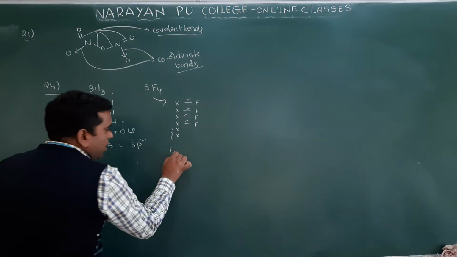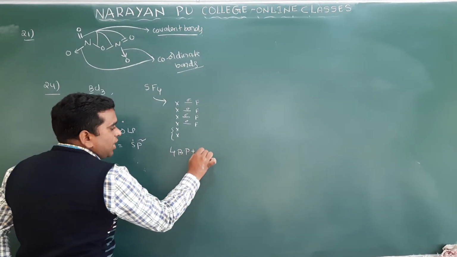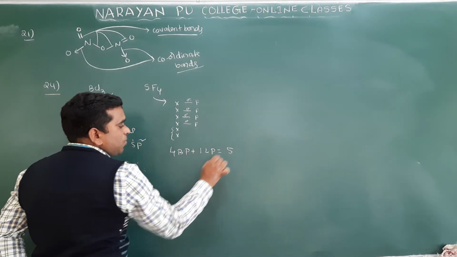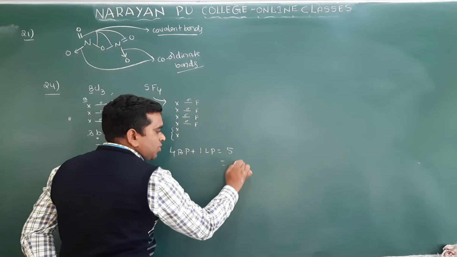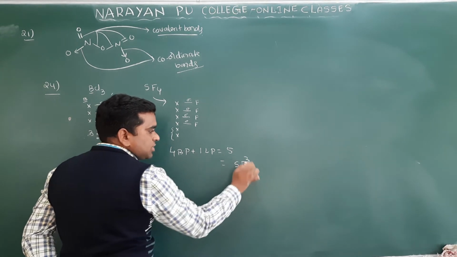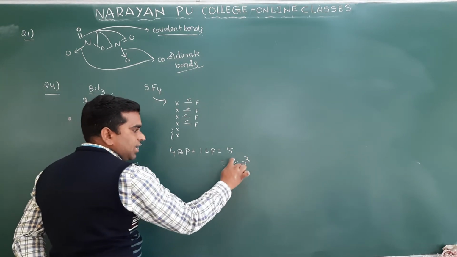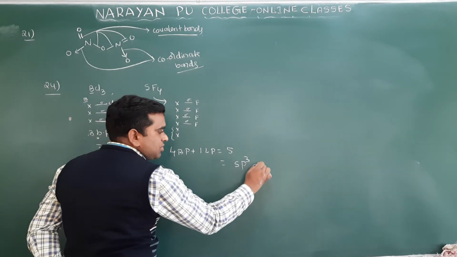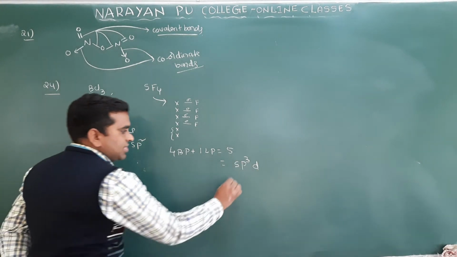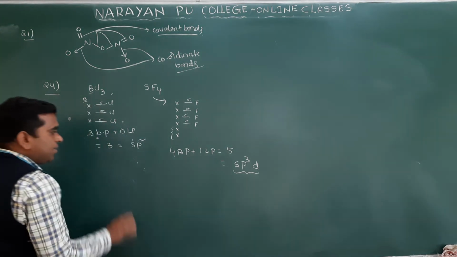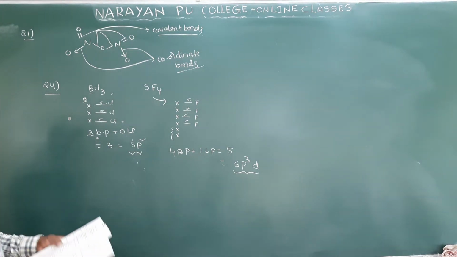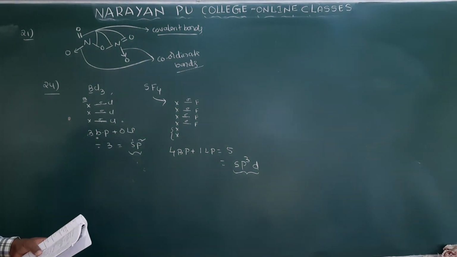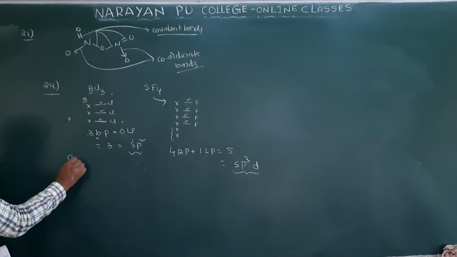So 4 bond pairs are there and 1 lone pair is there. Total, 4 plus 1, is 5. 5 means what do you write? First S, next P3 because P equals 3, so 3 plus 1 is 4. And next you write D. That is the hybridization. One is sp3d hybridization and the other one is sp2. Clear? So option 1 is the correct one.